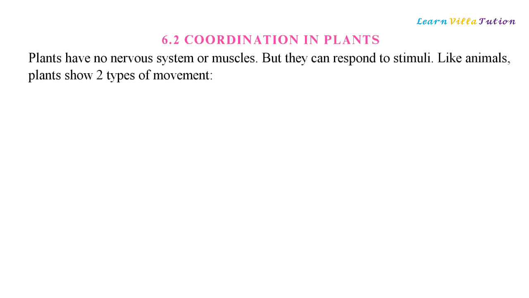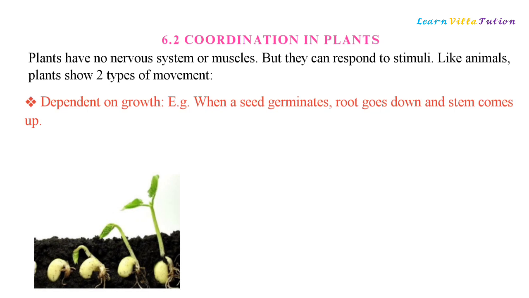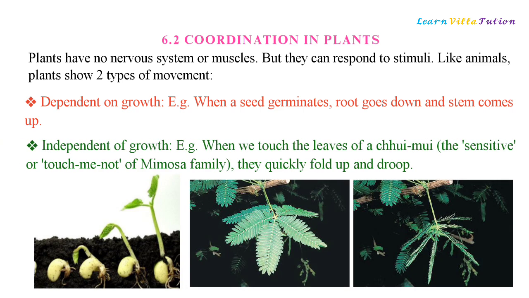Coordination in plants. Plants have no nervous system or muscles, but they can respond to stimuli. Like animals, plants show two types of movement. Dependent on growth, for example, when a seed germinates, the root goes down and the stem comes up. Independent of growth, for example, when we touch the leaves of a chui mui, the sensitive or touch-me-not plant of the mimosa family, they quickly fold up and droop.